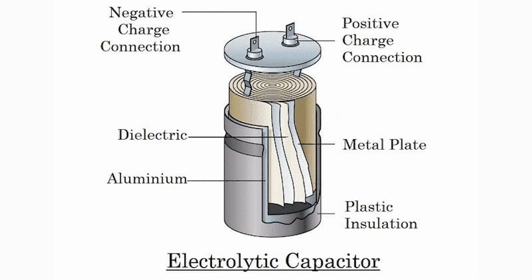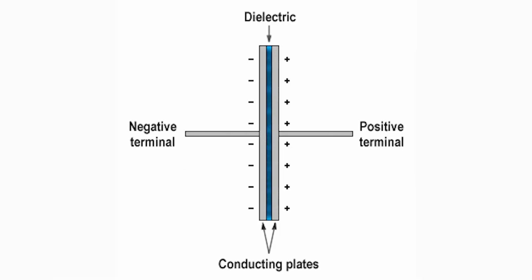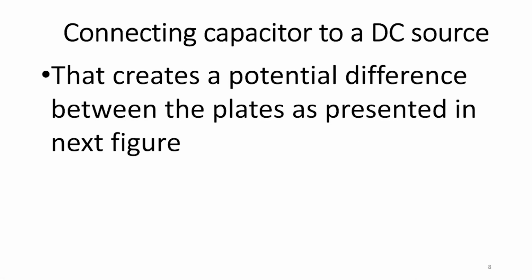When a DC source is attached to a capacitor, a positive charge is accumulated on one plate and a negative charge is accumulated on the other plate. The number of positive and negative charges is equal. It stems from the fact that for each charge that arrives at one plate, a charge with the same sign will be ejected from the other plate. That creates a potential difference between the plates, as presented in the next figure.